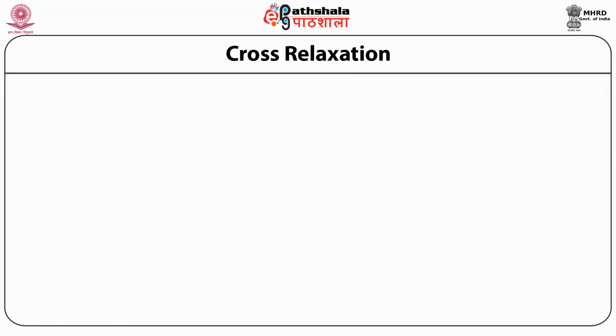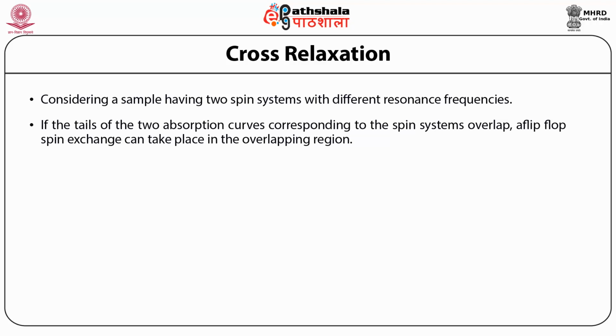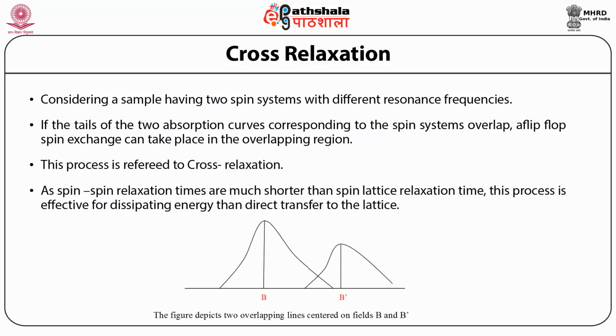Cross relaxation. Consider a sample having two spin systems with different resonance frequencies. If the tails of the two absorption curves corresponding to the spin systems overlap, a flip-flop spin exchange can take place in the overlapping region. This process is referred to as cross relaxation. As spin-spin relaxation times are much shorter than spin-lattice relaxation times, this process is more effective for dissipating energy than direct transfer to the lattice. The figure depicts the two overlapping lines centered on fields B and B prime.